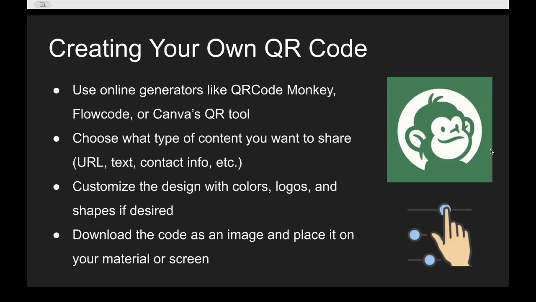Creating your own QR code. You can use online generators like QR Code Monkey, Flowcode, or even Canva's QR tool. Choose what type of content you want to share, such as a URL, text, contact information, etc. You can customize the design with colors, logos, and shapes if desired. And then lastly, just download the code as an image and place it on your material or screen.